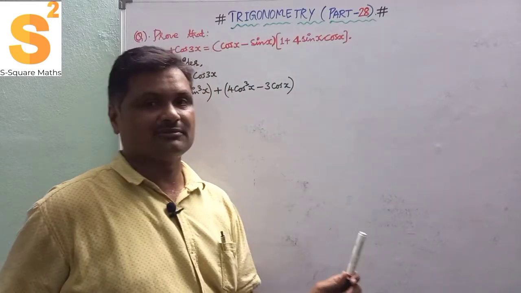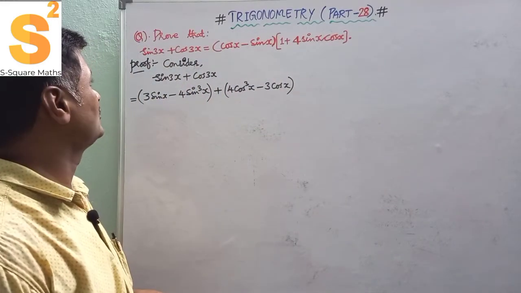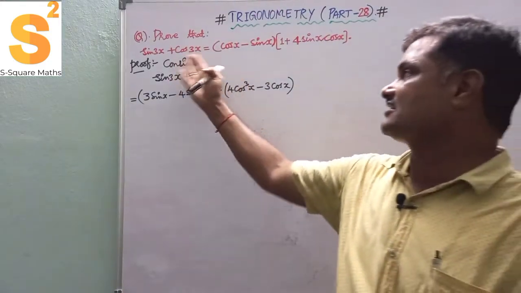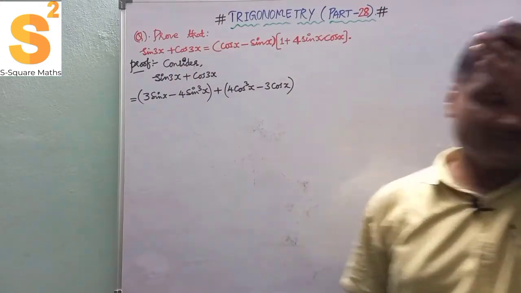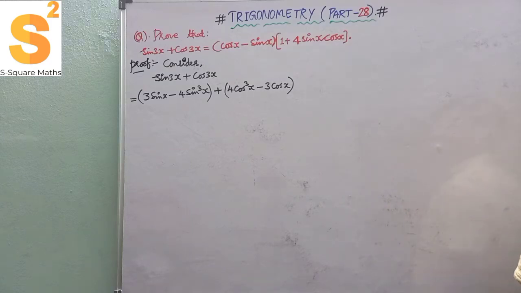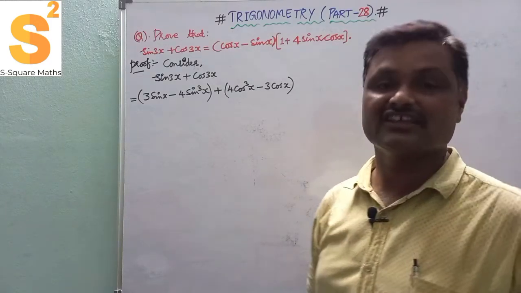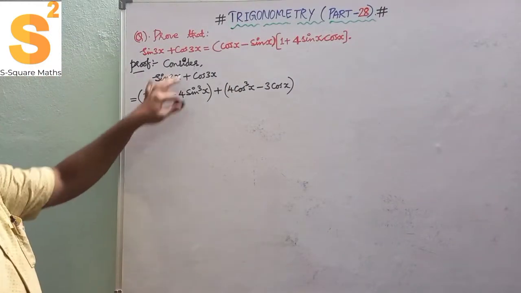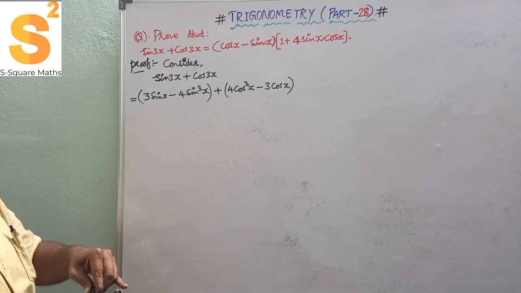Total 27 videos completed. Now the 28th video. So we should go through here. Sin 3x plus cos 3x is this one. So we have to prove the result related to sin 3x and cos 3x, if we add them. What are we going to get? So let us consider here, this is a formula we have already done. So we know very well.